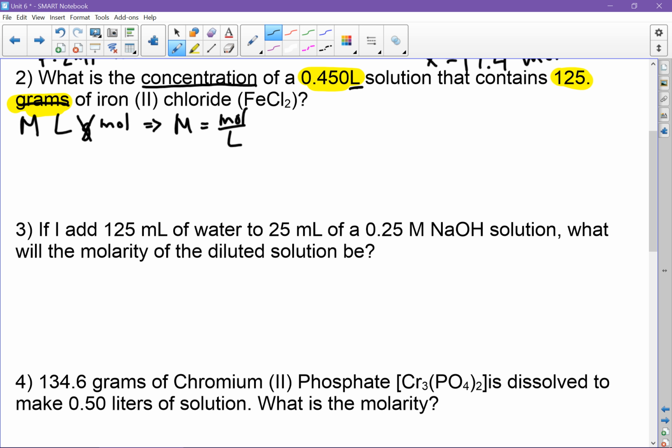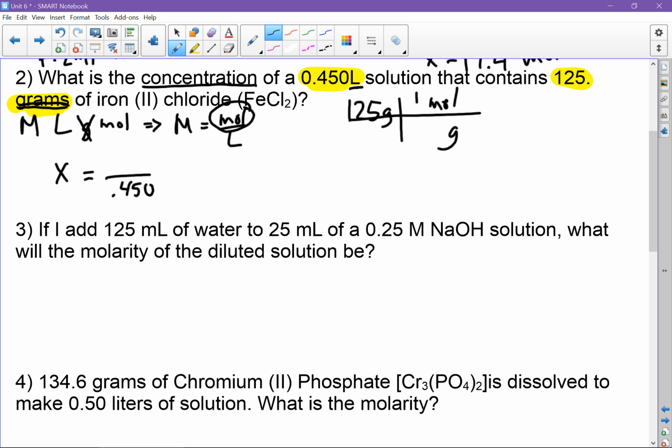So they give me a liter number, so I'll put that down there, and it says what is the concentration. So that means x will be where the M is. Molarity and concentration mean the same thing. The problem is they gave me a grams number and the formula calls for moles, so we need to do a quick fence to turn our grams into moles to substitute for that formula.